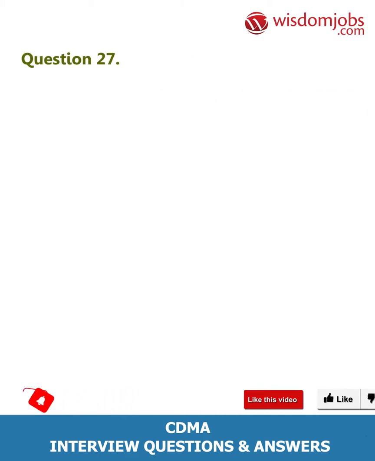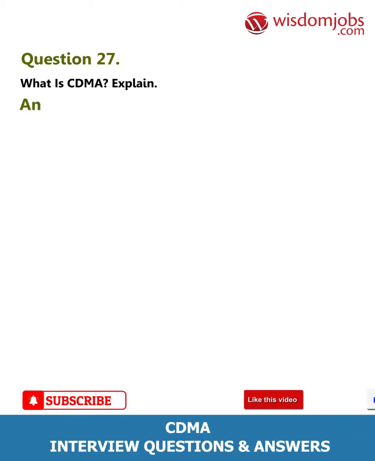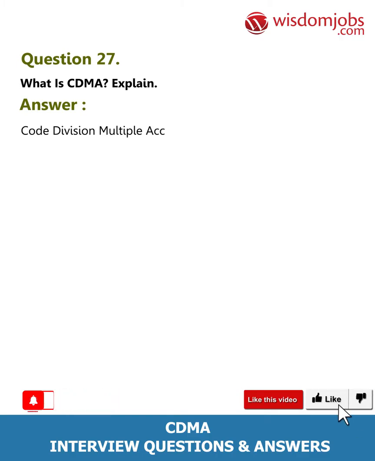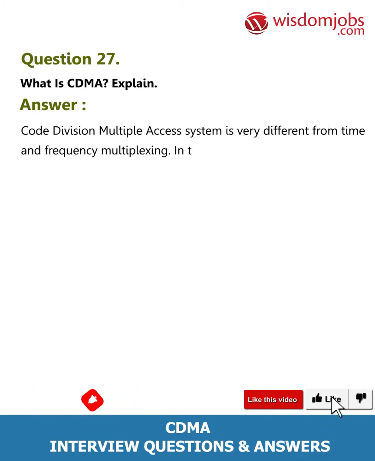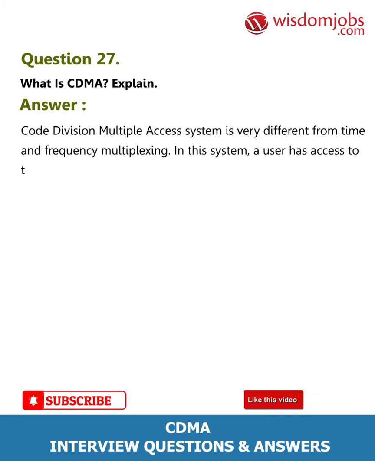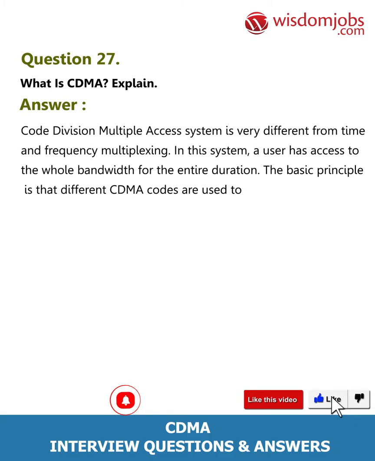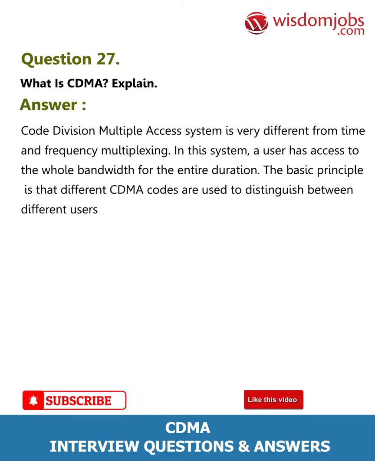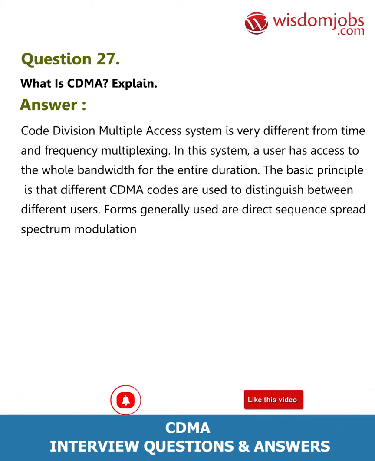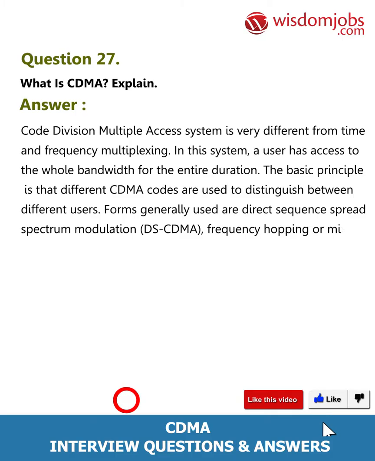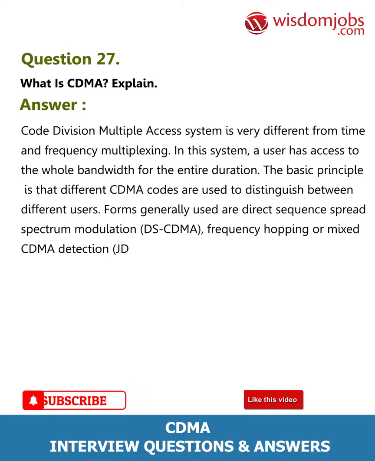Question 27. What is CDMA? Explain. Answer. Code division multiple access is very different from time and frequency multiplexing. In this system, a user has access to the whole bandwidth for the entire duration. The basic principle is that different CDMA codes are used to distinguish between different users. Forms generally used are direct sequence spread spectrum modulation, DS-CDMA, frequency hopping, or mixed CDMA detection, JD-CDMA.